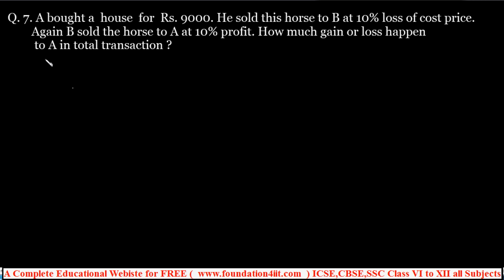And if you see this problem here, A bought a house for 9,000 and he sold this house to B at a 10% loss of cost price. Again, B sold the same house to A at a 10% profit. How much gain or loss happened to A in the total transaction? A bought a house for 9,000. He sold this house to B at 10%.